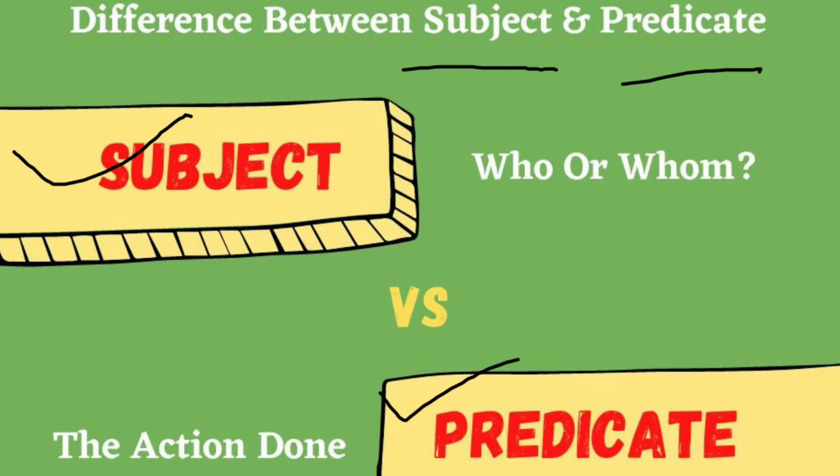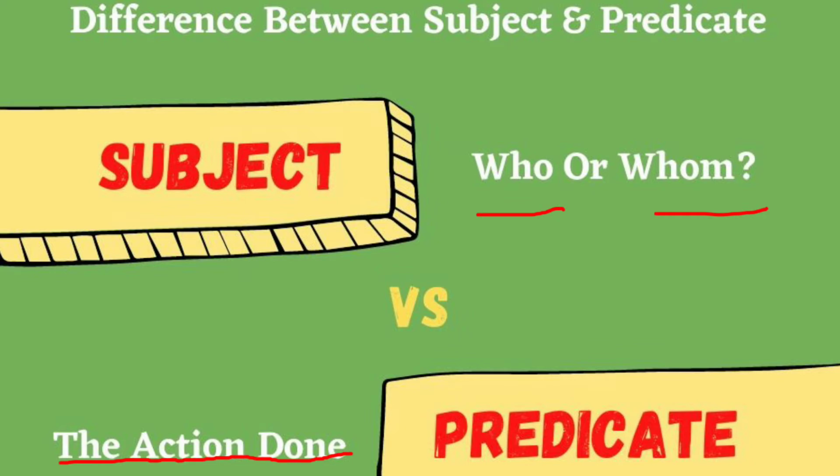So subject means who or whom. मीन्स कि ये कौन है और किसके लिए जो वो सेंटेंस है वो कहा गया है. एंड सेकेंड थिंग इज़ प्रेडिकेट. तो प्रेडिकेट मीन्स द एक्शन डन. मीन्स जो सेंटेंस में वो एक्शन हुआ है वो सारा प्रेडिकेट होता है.